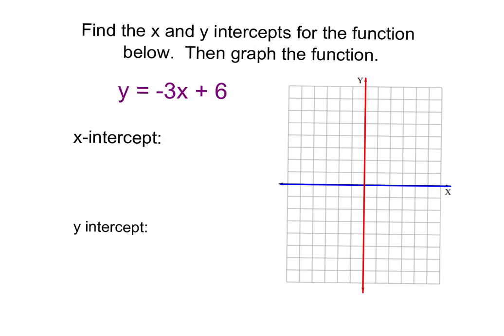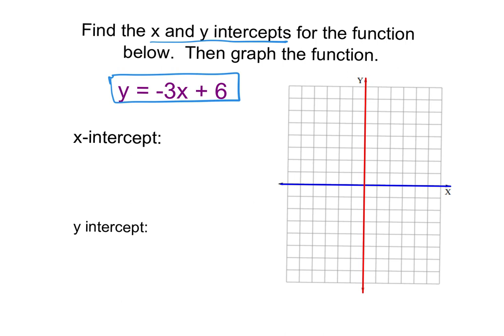So now let's take a look at another example where the equation is written in a slightly different way. For this equation, we are also going to find the x and y intercepts for the function. You can see the function is right here. And then we're going to use those 2 coordinates to graph the function.